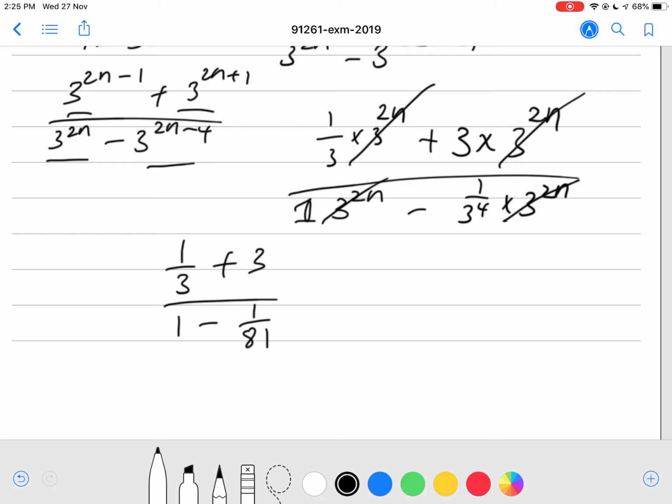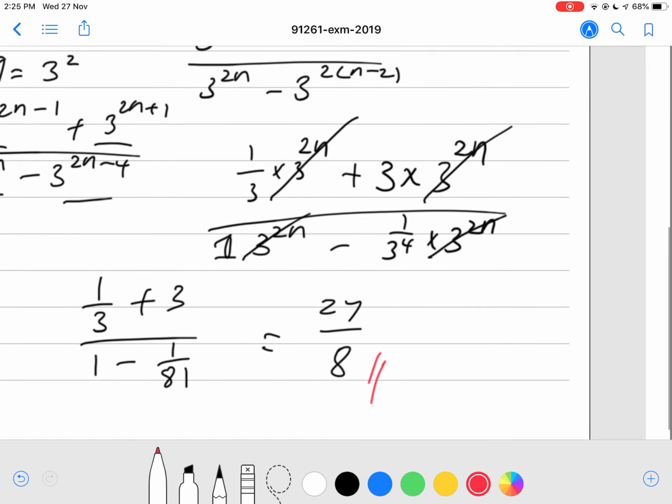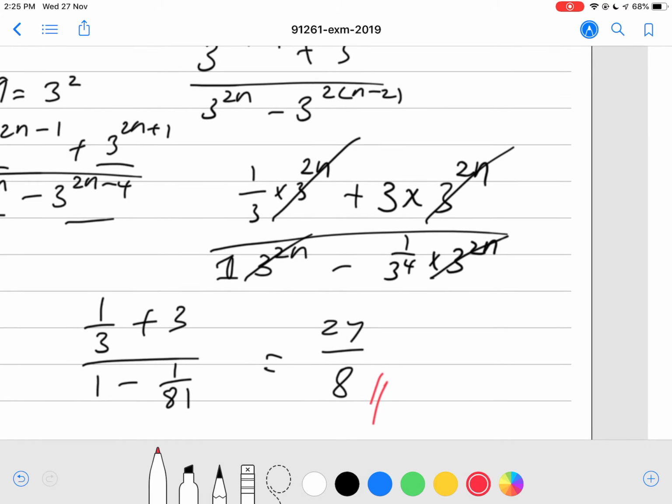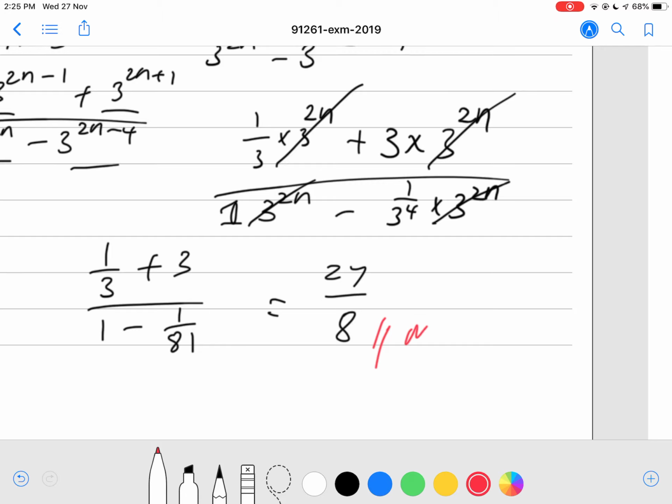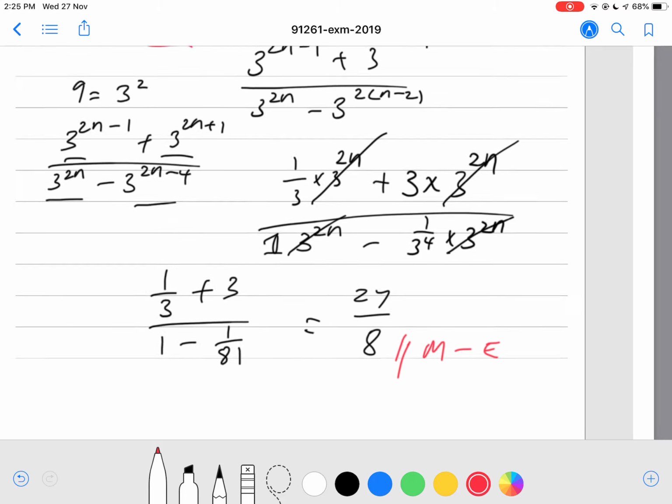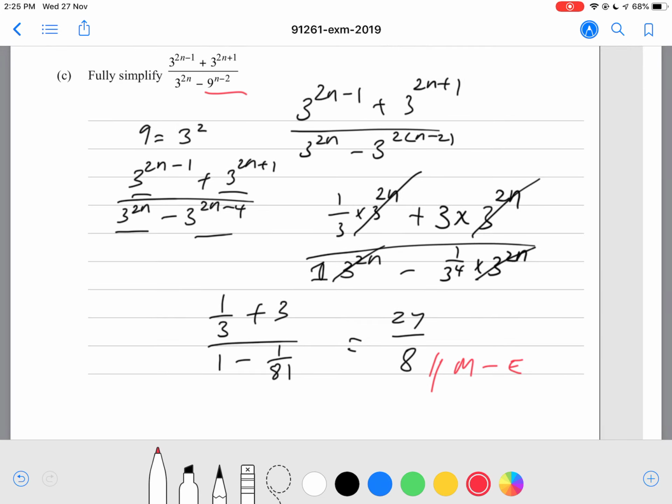Yeah, that's right, 27 over 8. And that would be your final answer for this question. In terms of the marks, this could be an excellence level question or it could be a merit level question. So I'm not too sure. So this could be a merit to excellence level question, but I'm not entirely sure.